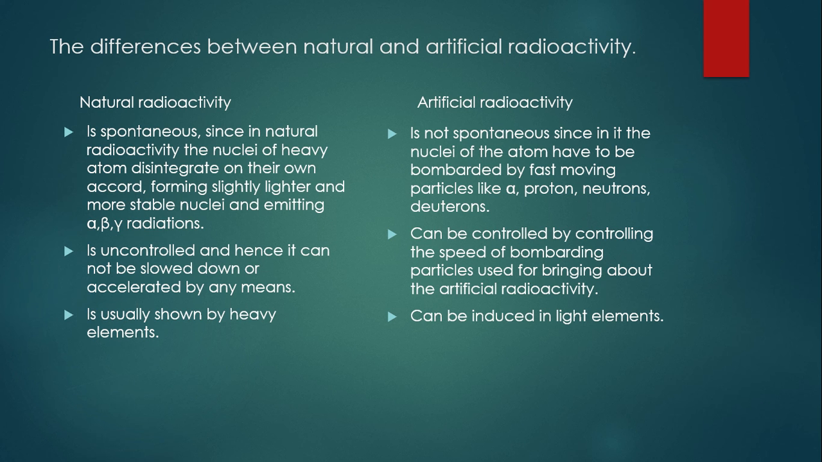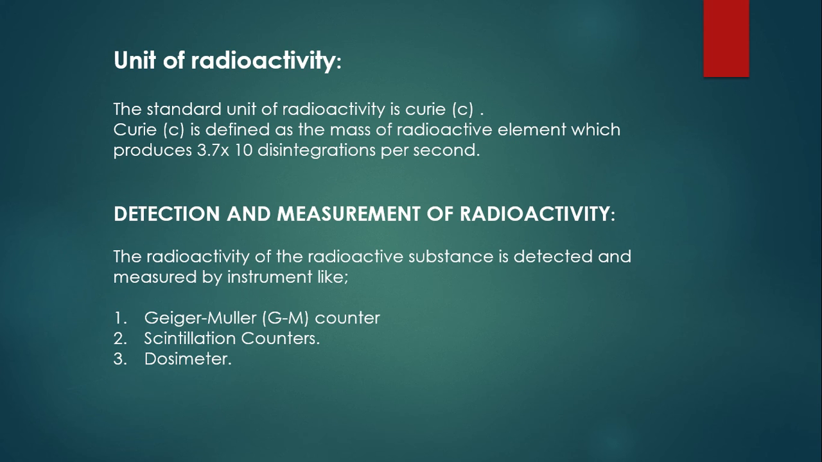Natural radioactivity is uncontrolled and hence it cannot be slowed down or accelerated by any means. Artificial radioactivity can be controlled by controlling the speed of the bombarding particles used for bringing it about. In nature, radioactivity is usually shown by heavy elements, whereas artificial radioactivity can be induced in light elements.